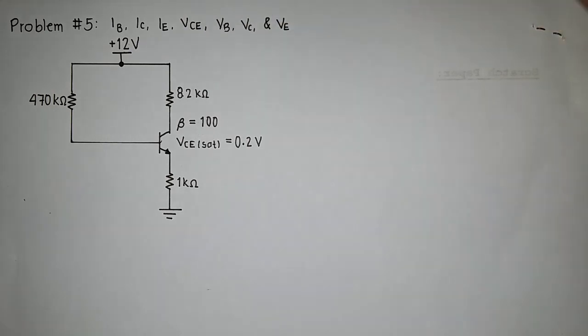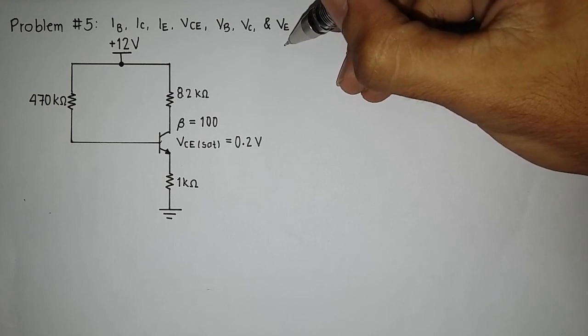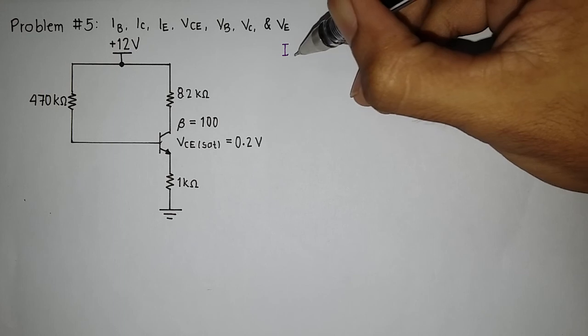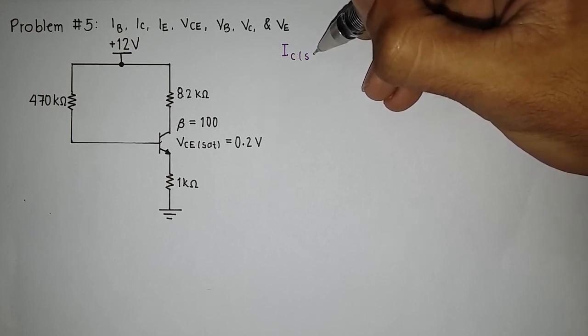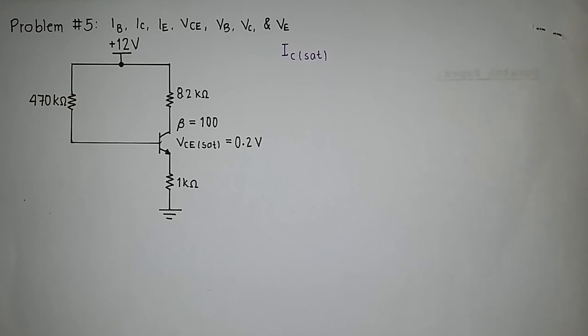1 kilo ohms. Now, guys, sa previous problems, nakasanayan na natin na una nating i-solve is yung collector saturation current. Again, sinusolve natin sa umpisa yung collector saturation current para safe tayo makakapag-solve ng IC and IE and VCE mamaya. So let us now solve for the IC SAT.